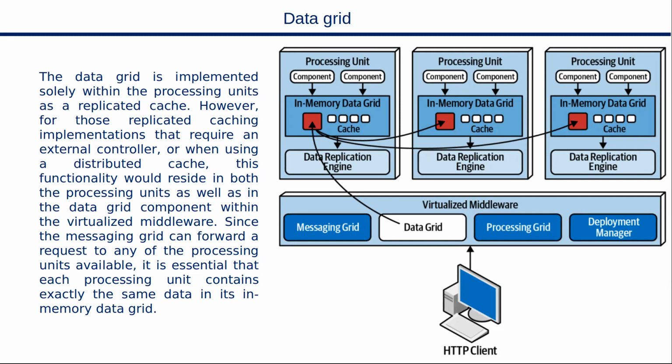Since the messaging grid can forward a request to any of the available processing units, it is essential that each processing unit contains exactly the same data in its in-memory data grid. So the responsibility of the data grid is to synchronize this data between all processing units, so that all processing units work with identically the same data.